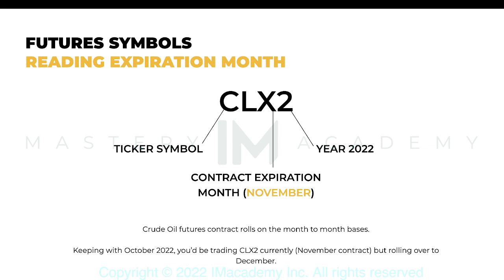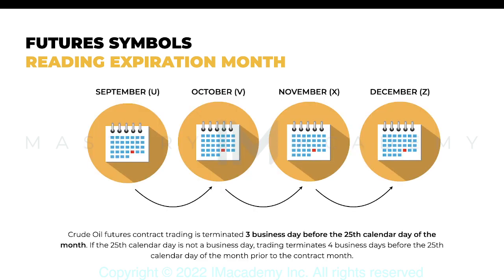Important to keep in mind that since CL, the crude oil contract, rolls over every single month, it's important to know on which date the futures contract expires. Well, CL contract trading terminates 3 business days before the 25th calendar day of the month. So already 3 days before the 25th of the month, we need to be aware to roll or offset our positions.